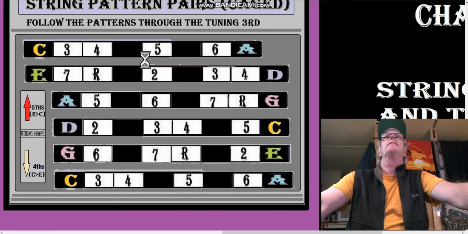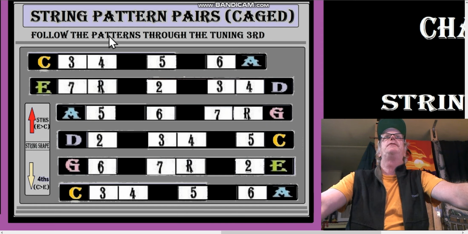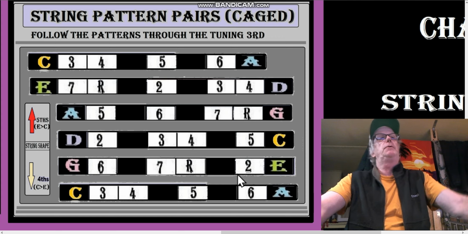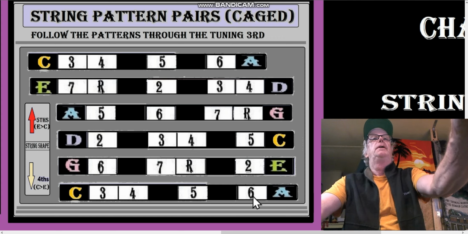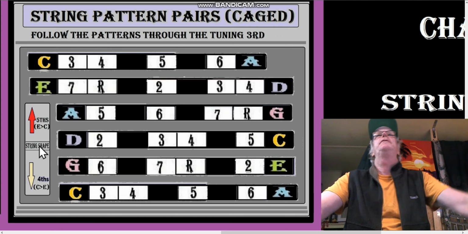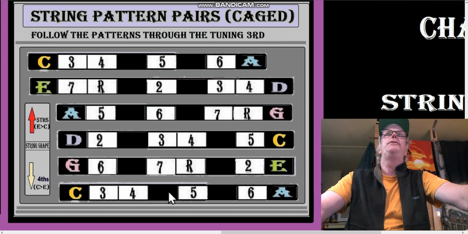So it says follow patterns through the tuning third. That's just a reminder, but they're all perfect fourths tuning right here. So we can make these little arpeggios. Let's say we wanted to start on this 6. So it's 6 root 3 for the A minor in the key of C, but for the 6th minor, 6 root 3, 6 root 3. So we've got all of the modes there in these two drawings.